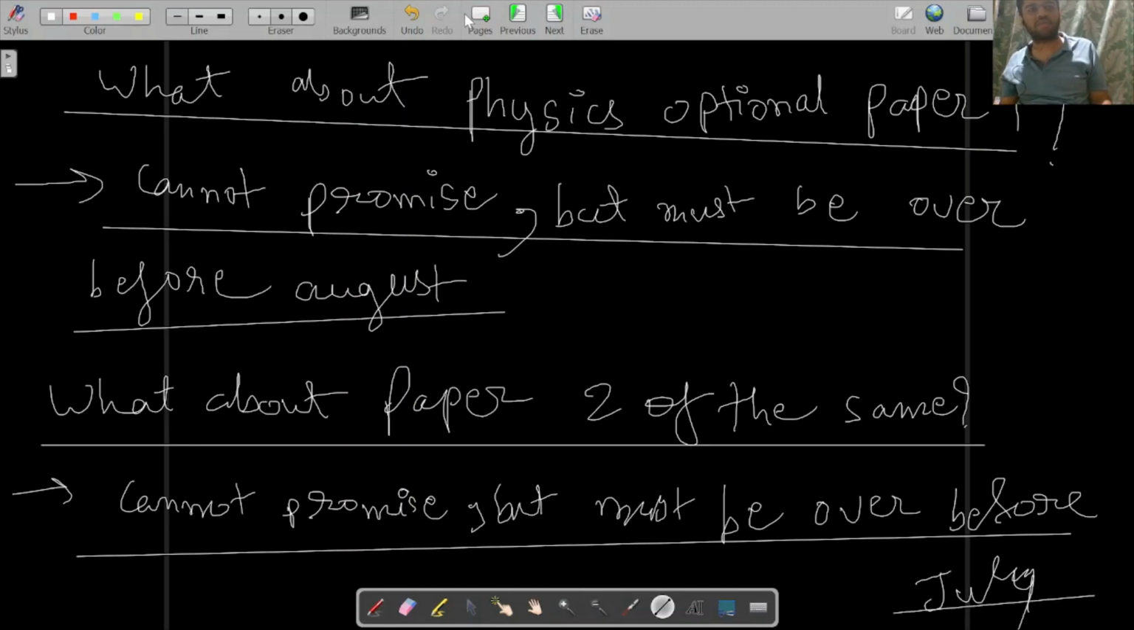I have stopped making promises because I was not able to fulfill the previous promise. The previous promise said that it must be over by January, right? The physics optional promise was that it must be over by January 15. But because of some unfortunate incidents, I was not able to do so.